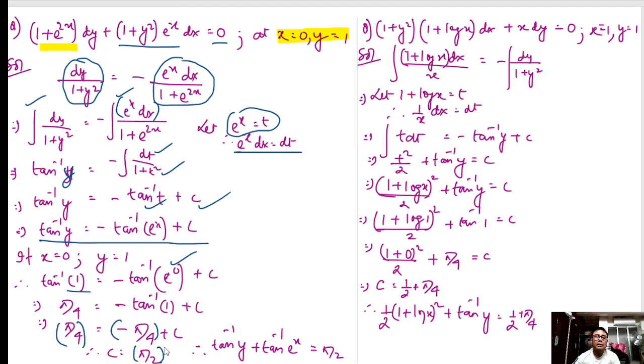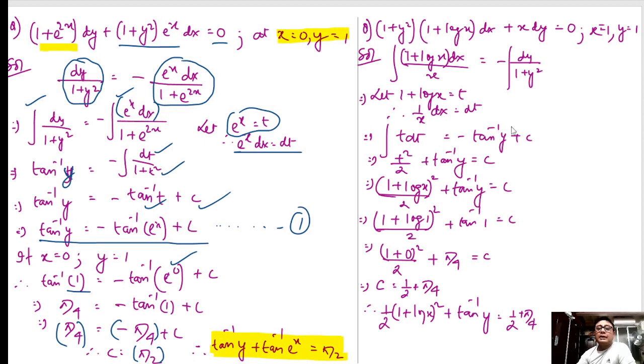And now replace this c in this equation, and we get this, the ultimate solution of the equation. Clear? So this is how we solve it. Okay, friends, so let's see the next sum.